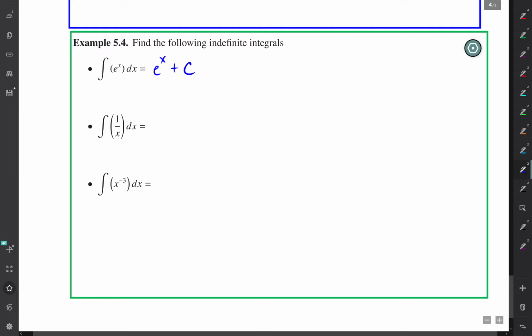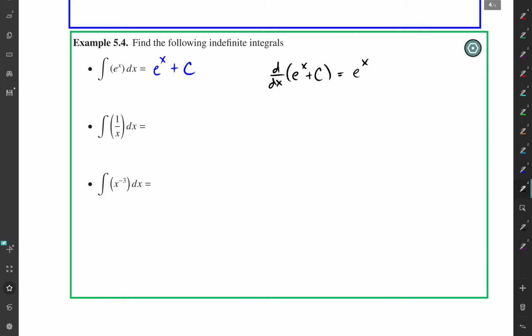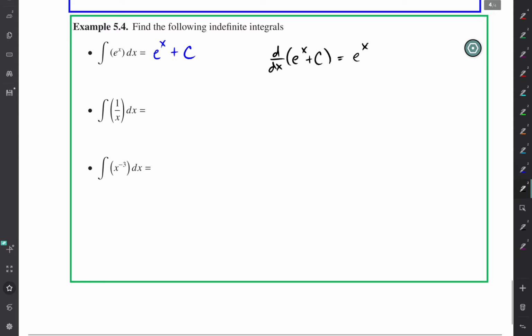But then we're supposed to add the constant of integration. And again, you can check that if I take the derivative of e to the x plus the constant, that will be e to the x, and then the derivative of the constant will be 0. Okay, so what we started with is what we end up with after we've integrated and then differentiated.